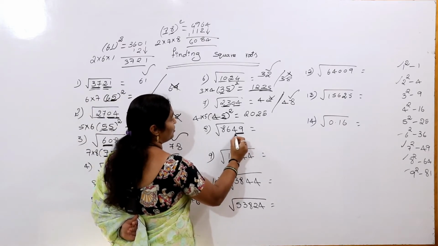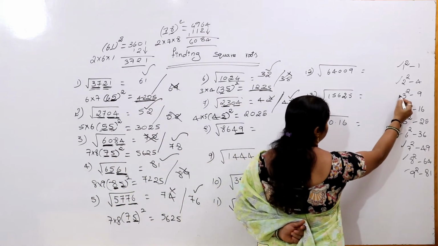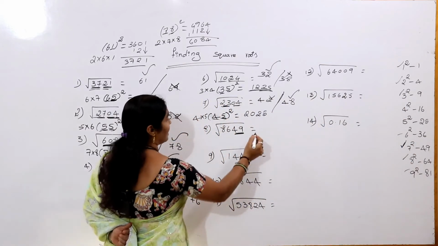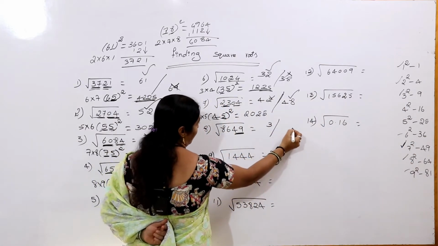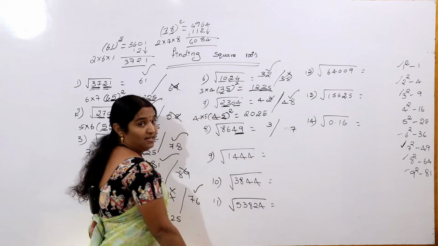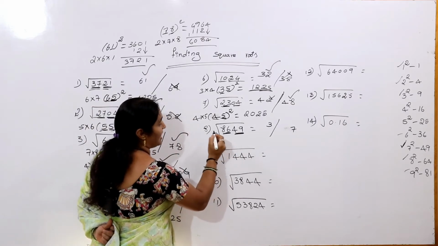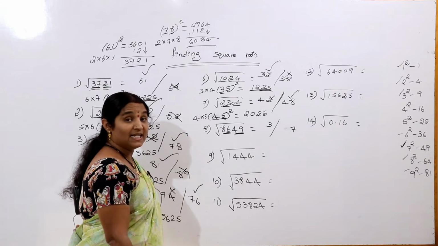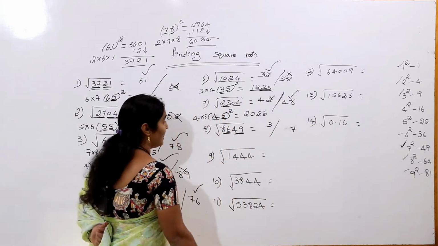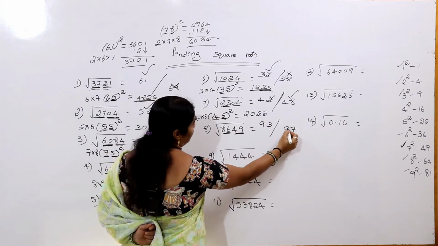Now take the last digit, ending with 9. Which numbers are there? 3 square is 9, 7 square is 49. Ending with 9 means the last digit must be 3 or 7. The remaining two digits are 86. 86 is the nearest square number of 9. 9 square is 81. So the first digit must be 9.